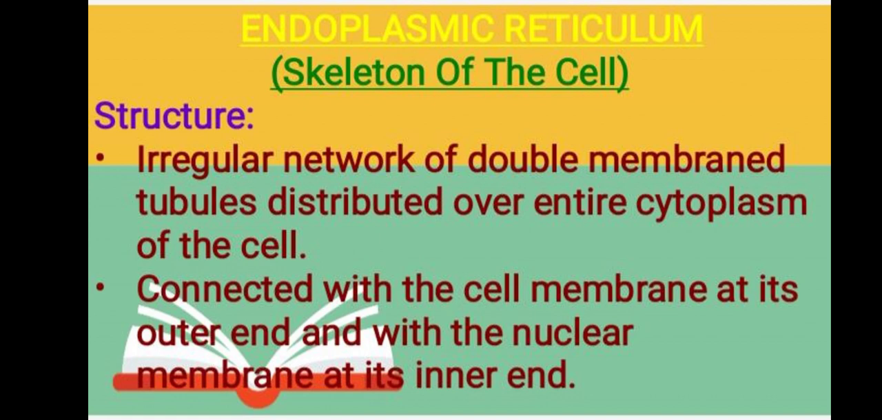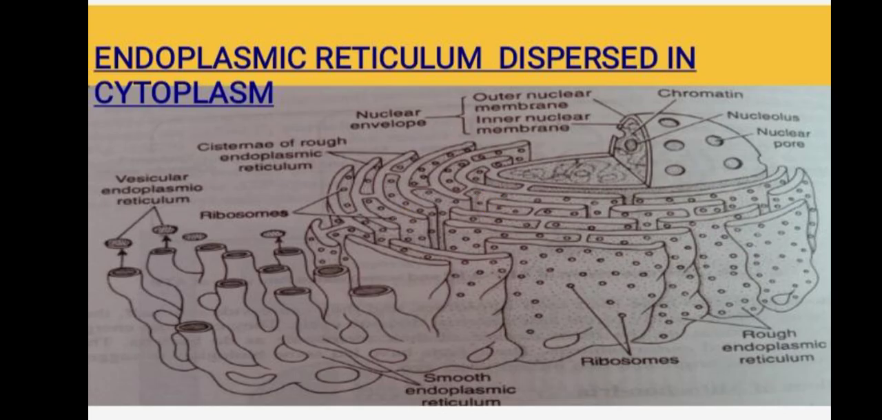Endoplasmic reticulum is also called the skeleton of the cell. It is an irregular network of double membrane tubules distributed over the entire cytoplasm of the cell. They are connected with the cell membrane at its outer end and with the nuclear membrane at its inner end. You can see the detailed structure of endoplasmic reticulum dispersed in the cytoplasm.